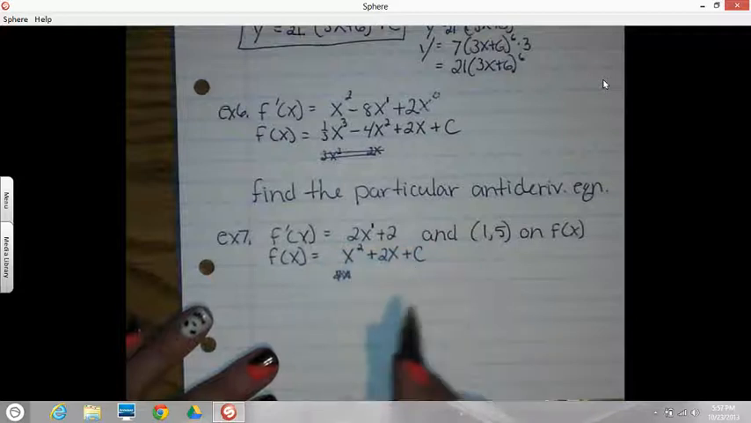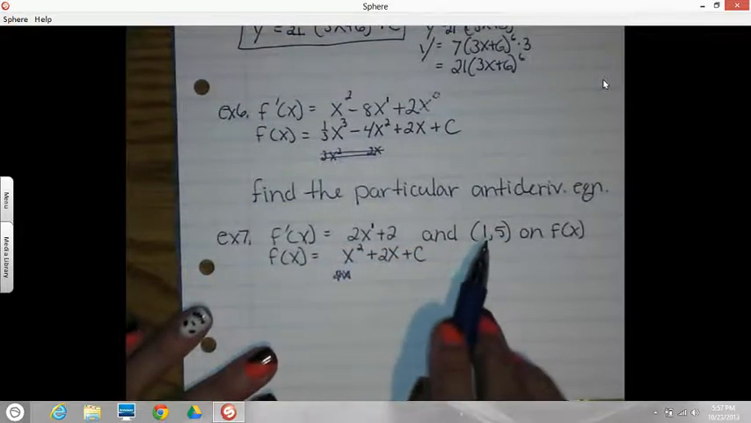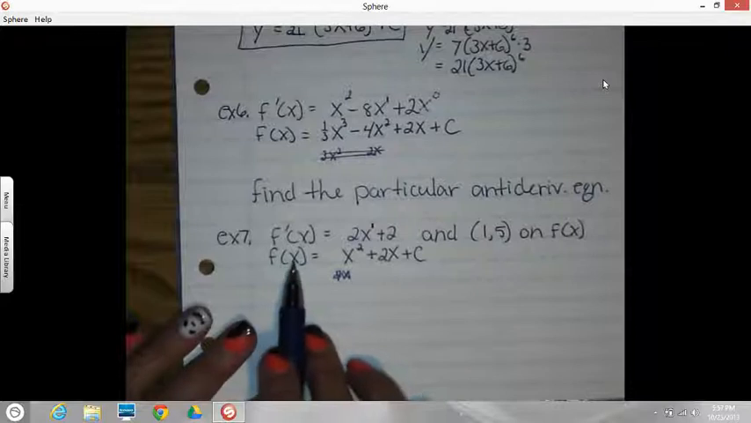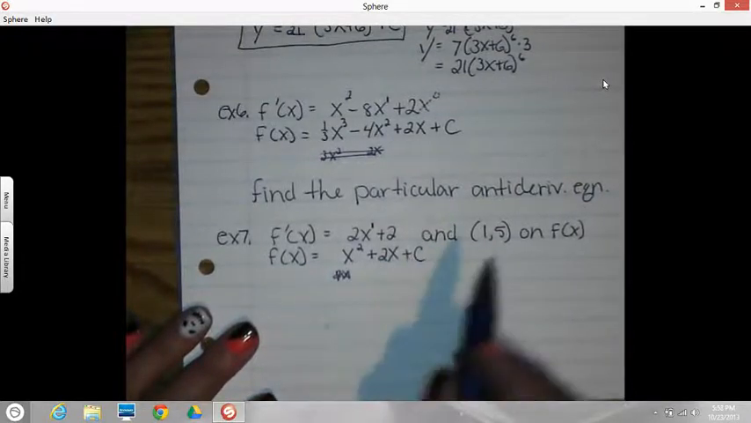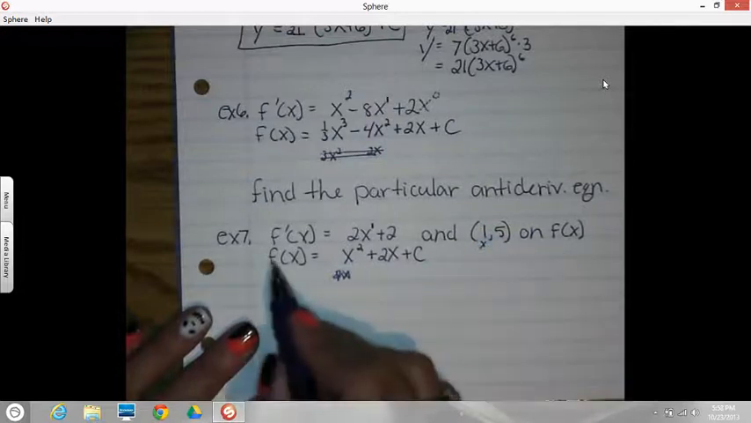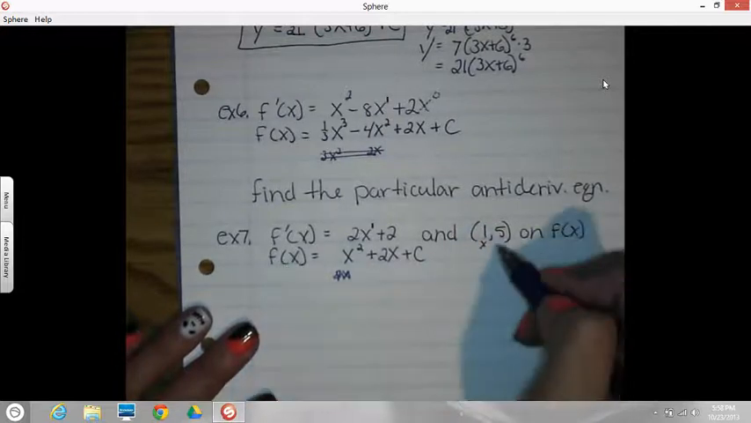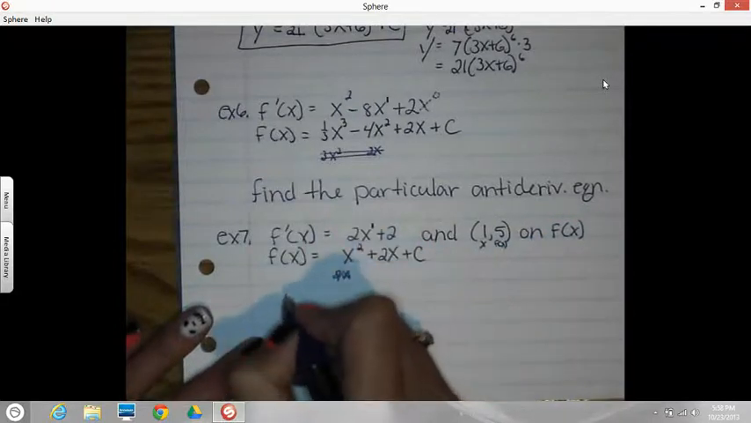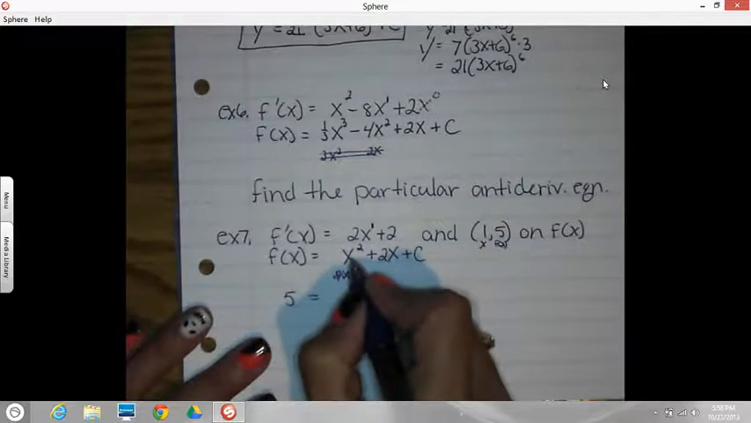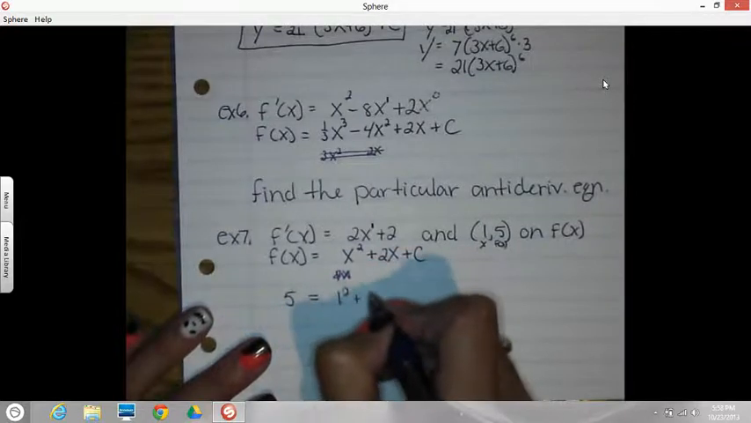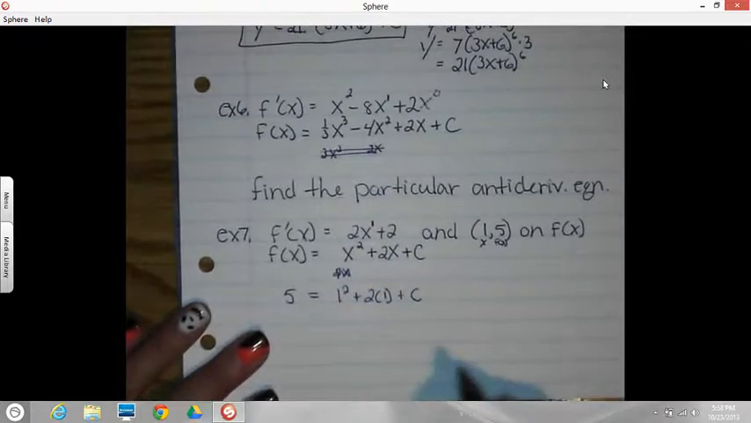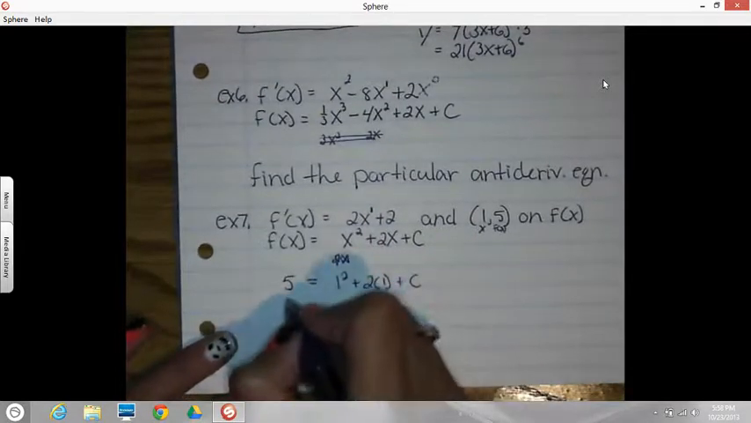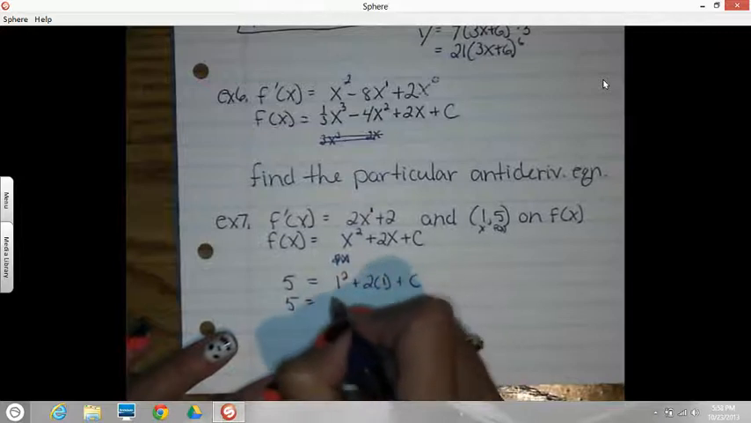Equation. Now because they tell me that this point is on f of x, I can figure out what c is. Because in place of the x's, I can put the 1. In place of the f of x, which is a y value, I can put the 5. So now I can say 5 is equal to 1 squared plus 2 times 1 plus c. And then just doing the algebra solving for c. That's going to be 3.